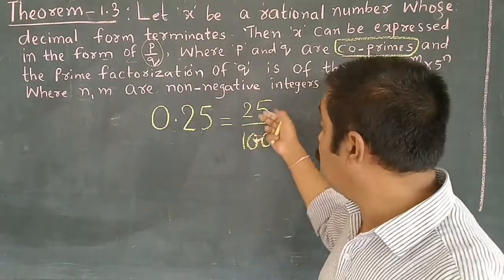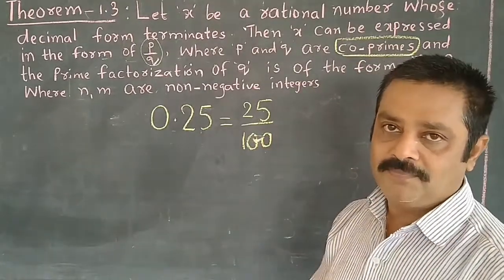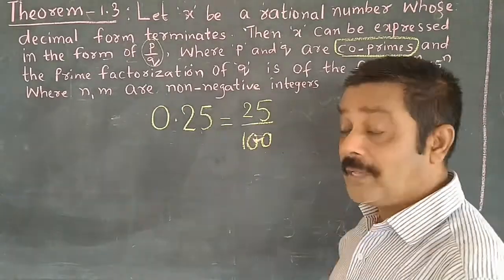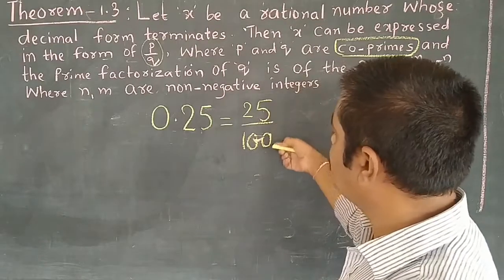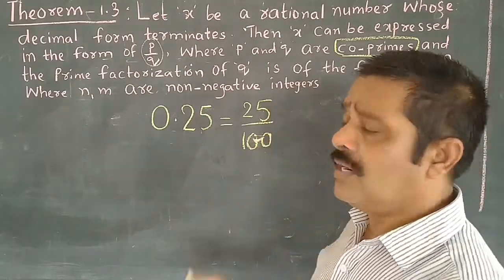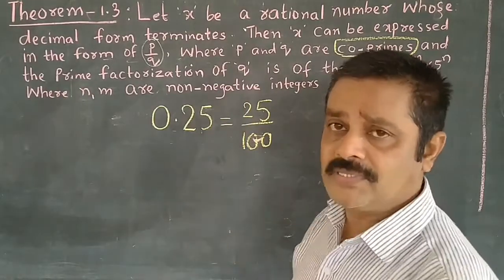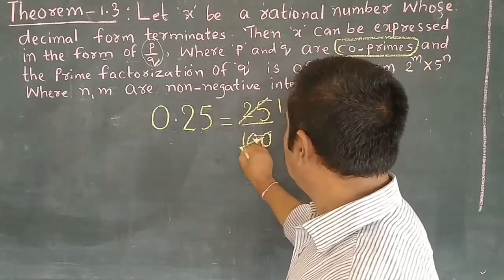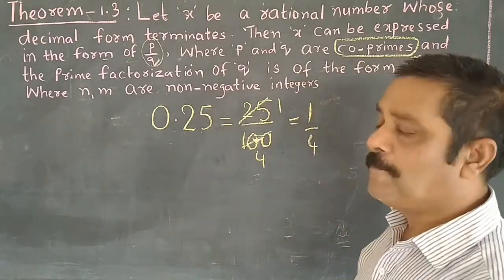Co-primes means two numbers having no common factor other than 1. Those numbers are called co-primes. Are these two co-primes? They are not co-primes, so we cancel because a common factor is there. Both are divisible by 5, 25. So they are not co-primes. So make them co-primes: 25 ones are 25, 25 fours are 100. Now these two are co-primes.